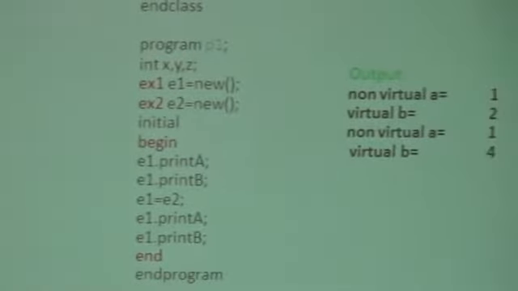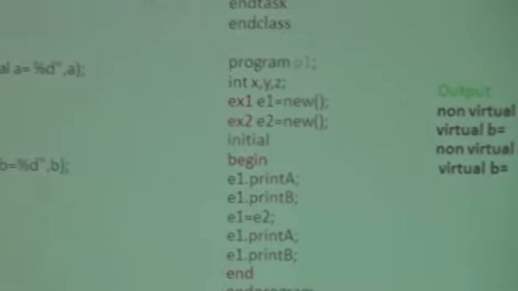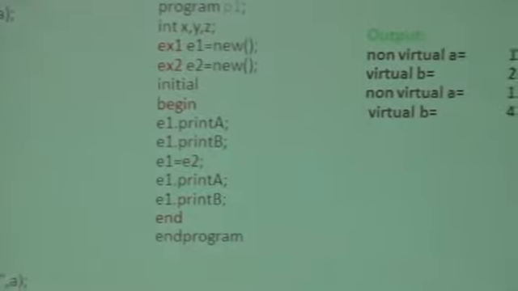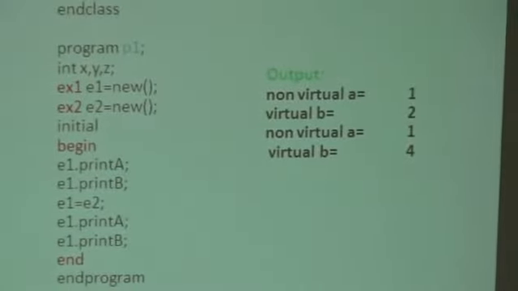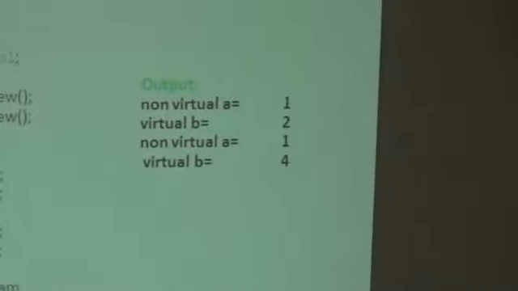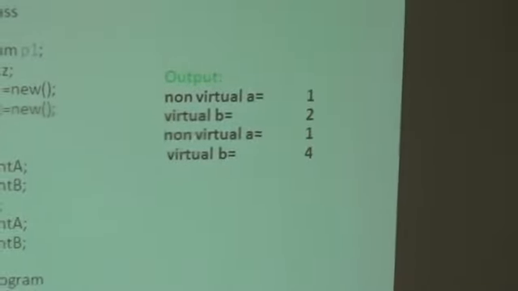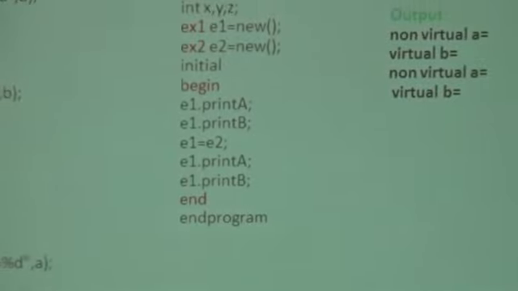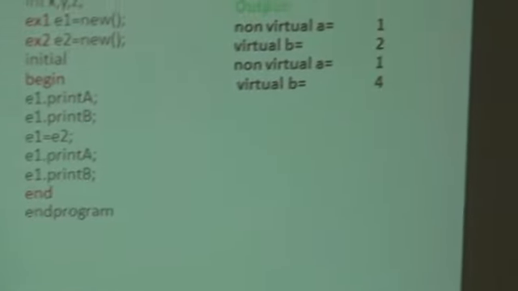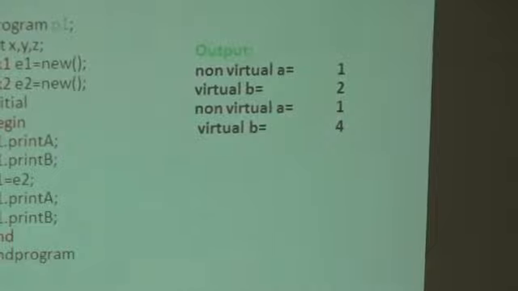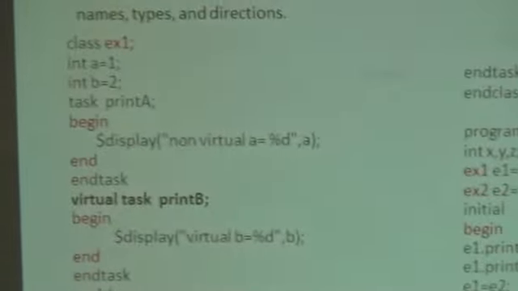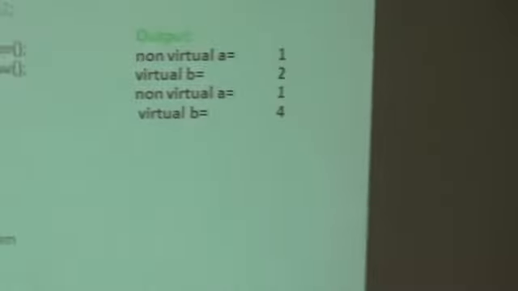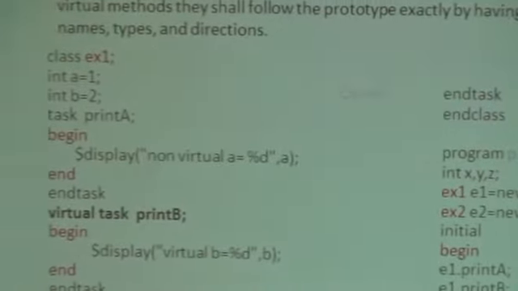If you have tried to print the values of e1.print a and e1.print b before assigning e1 is equal to e2, you have seen that I got the output a equal to 1 and b equal to 2. When I assigned e1 is equal to e2 and tried to print the values, I got a is equal to 1. It is non-virtual because print a is non-virtual, print b is virtual. After assigning, I got the values 1 and 4. Since a is 1 and non-virtual, it is not overridden.